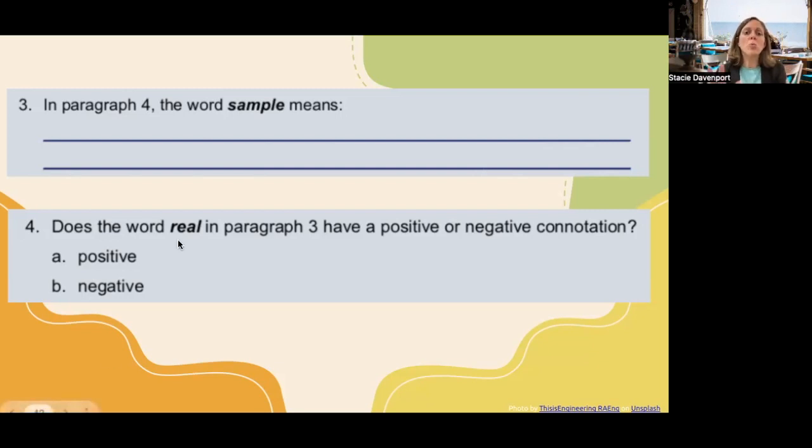And then, does the word "real" in paragraph 3 have a positive or negative connotation? And now they know that this is feelings, and they're going to have to go back to that chapter and read that paragraph to find out what feelings they get from that context around the word real.